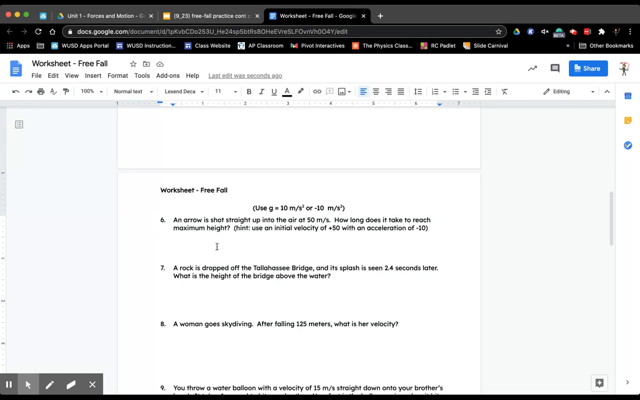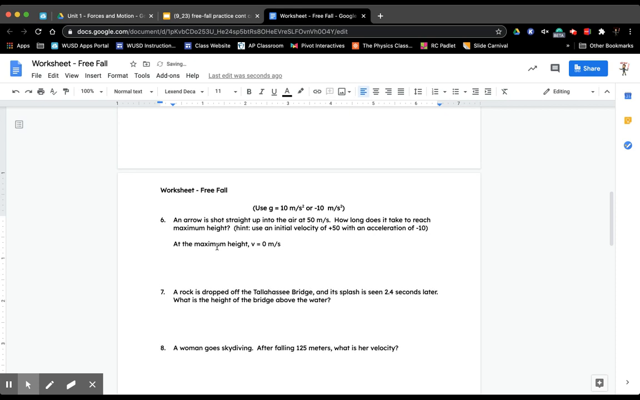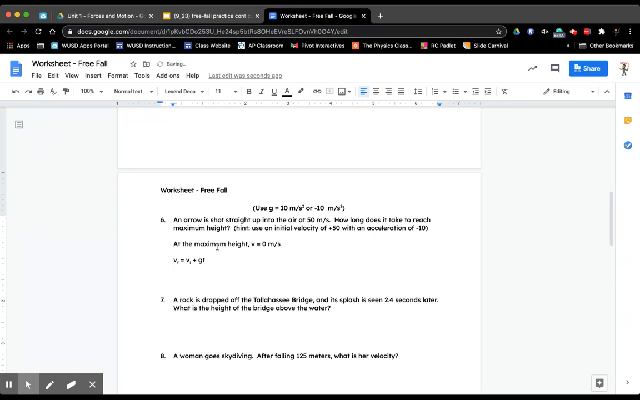Okay, so this kind of plays into the previous question for number 5. Hopefully you're able to determine that at the maximum height, and I'll write this down, the final velocity is equal to 0 meters per second, right? And so using that information, we can say V final is equal to V initial plus GT. If you're launching it straight up, the final velocity is going to be at the maximum height.